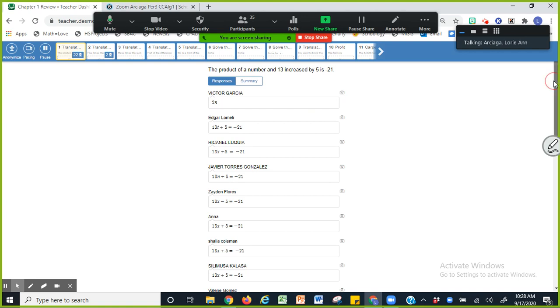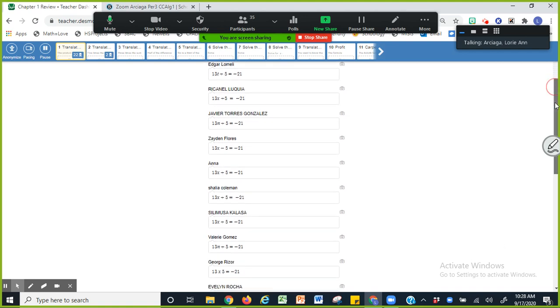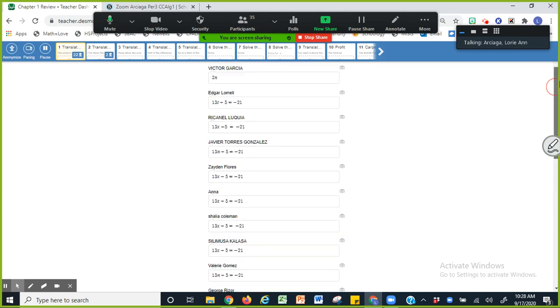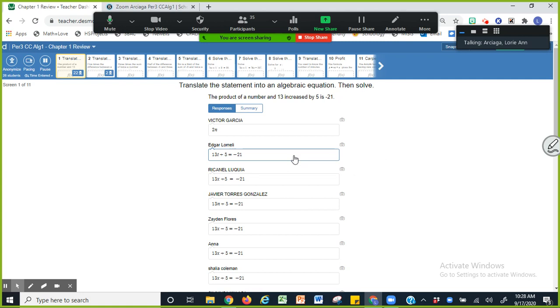Okay, and I'm assuming you guys are solving right now on a piece of paper. Okay, so you can separate your equation from your answer by maybe placing a comma in between. So after negative 21, you place a comma, and then you write down whatever your letter is equal to.